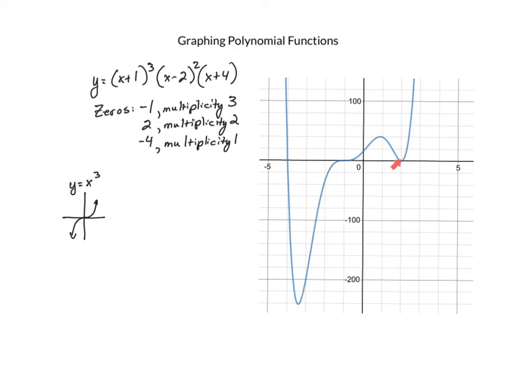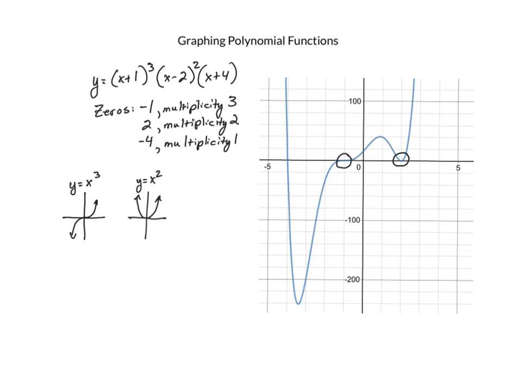2 with multiplicity 2. Well, remember a polynomial with degree 2, y equals x squared, is a parabola. So we expect the graph to look kind of like a parabola, not exactly, as it approaches the intercept right here. So look at this right here. If you get really close, it kind of looks like a parabola. In the same way, this kind of looked like y equals x cubed.